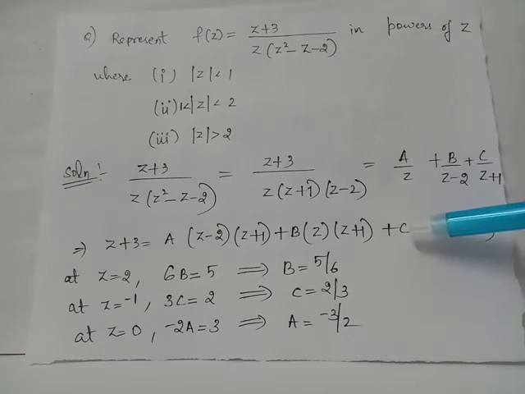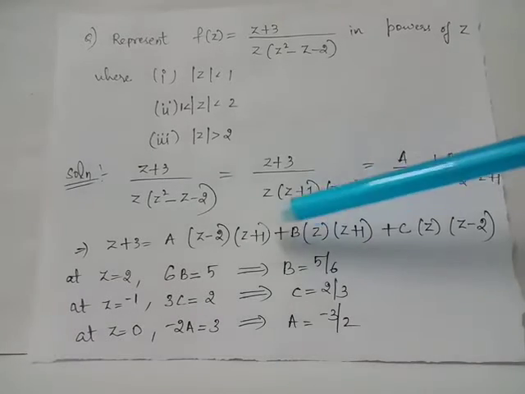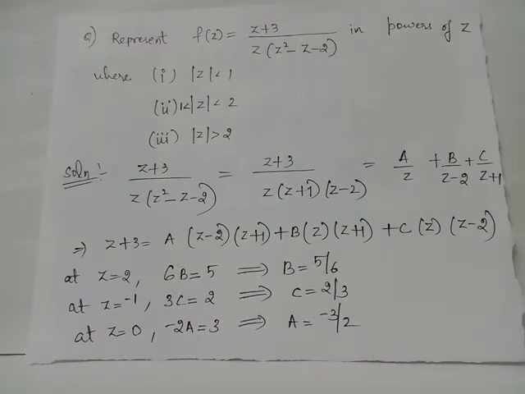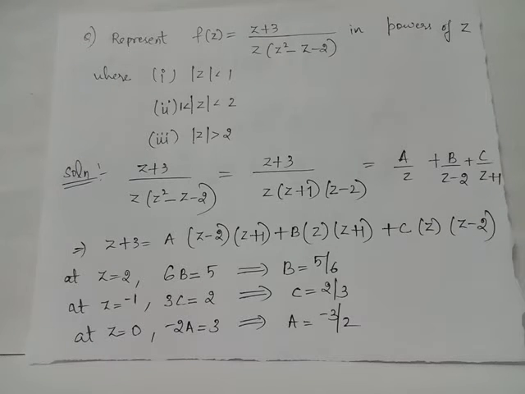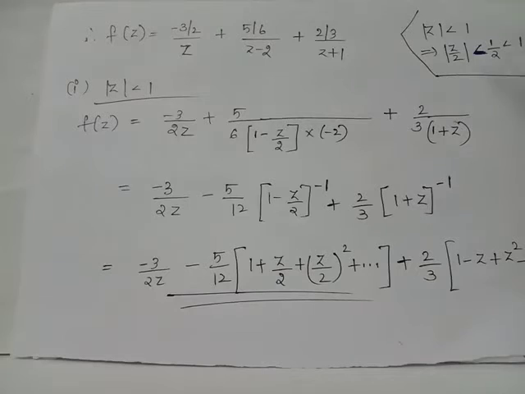In this equation, when you give z equals negative 1, you see that this term and this term become 0 and we have 3c equals 2, which gives the value of c as 2 by 3. In the same equation, when you give z equals 0, these two terms become 0 and we get negative 2a equals 3, which gives a equals negative 3 by 2. Now we substitute all these values here and we get the new format of f of z given by this equation.